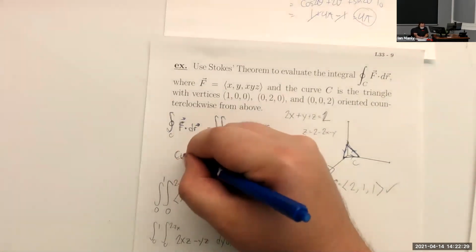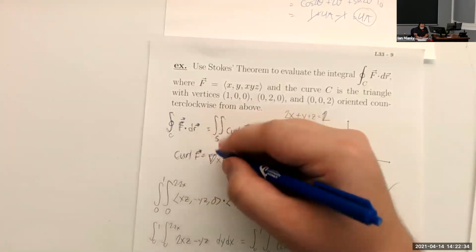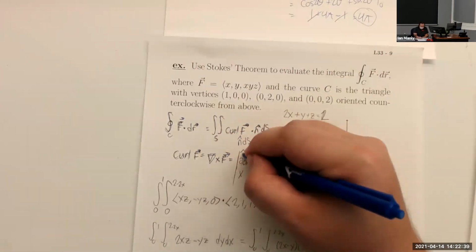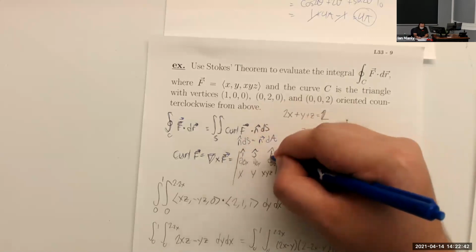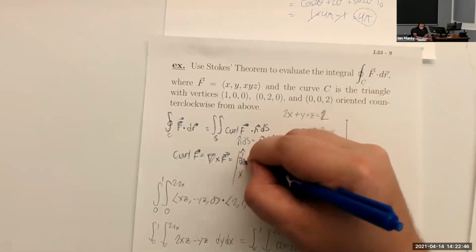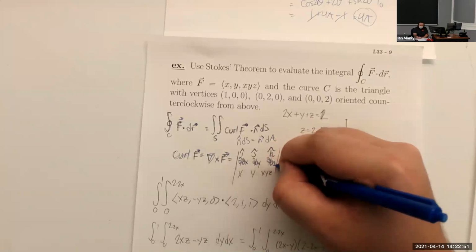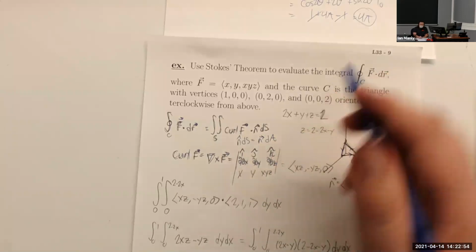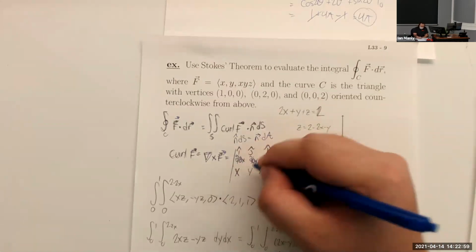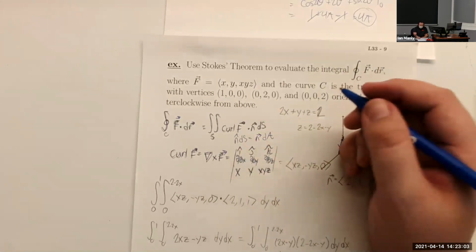All right, let's compute our curl. The curl of F is del cross F. We are going to do our determinant with i hat, j hat, and k hat, then partial x, the y derivative, and the z derivative. Then we put in our vector field, which is xy, xyz. This one should be a little more complicated of a curl than before.